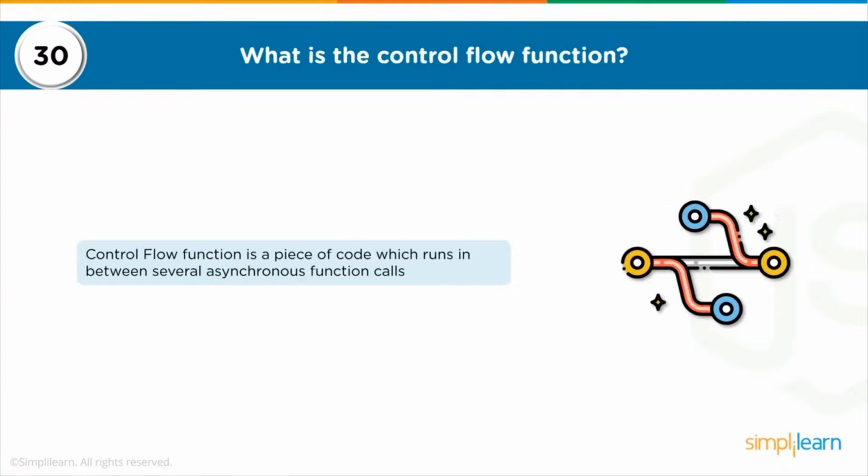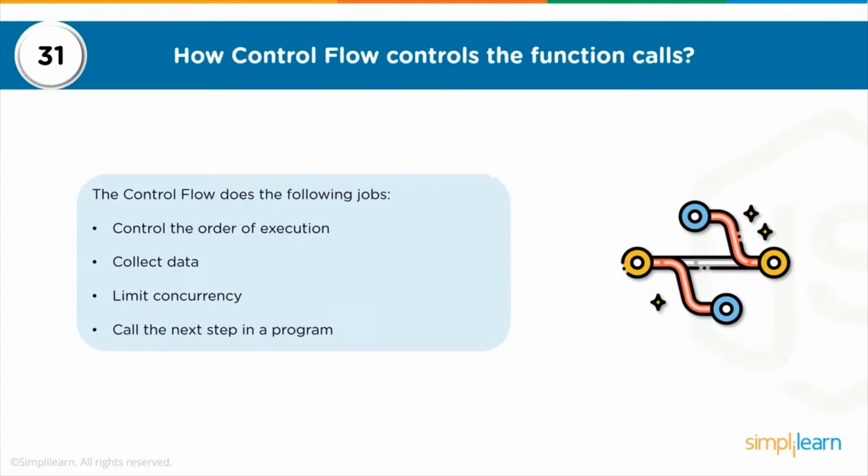What is the control flow function? The control flow function is a piece of code that runs between several of the asynchronous functions, and it controls how those functions execute. So how does control flow control the function calls? It does it in four ways. One, it controls the order of execution. It collects the data. It limits the concurrency. And then it also calls the next step in a program. Again, this is a management tool for how your functions are called within Node.js.